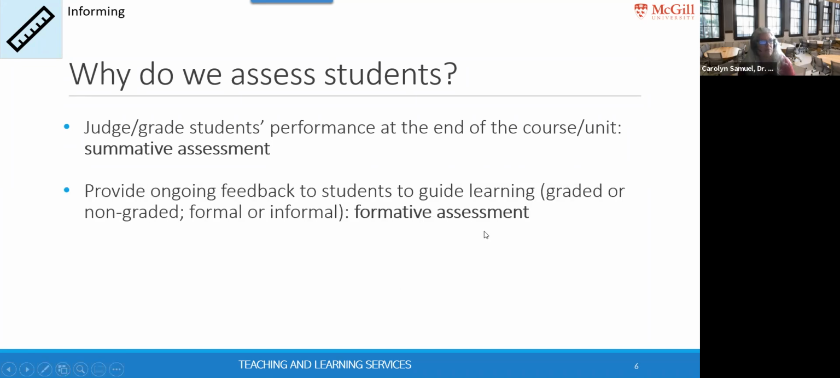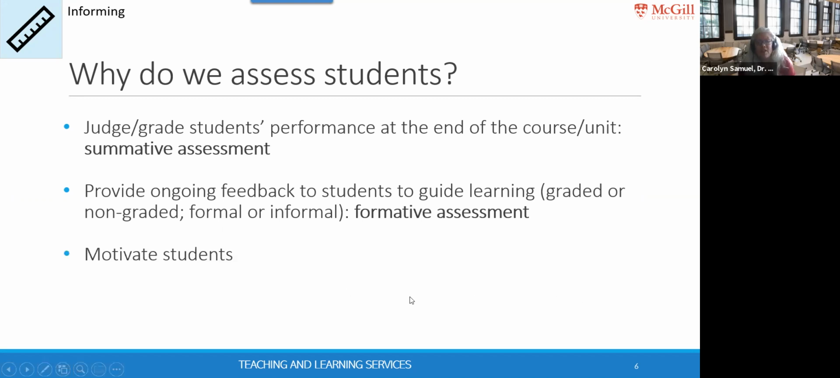Yeah, these are all good reasons for assessing students' work. And I've got them here on the slide, but these are things you have mentioned. So to provide ongoing feedback to students, to guide learning, and this could be graded or non-graded. So that's something to keep in mind. Formal or informal, and we call this formative assessment. So we had summative earlier when it's at the end of a course or a unit, but we have the ongoing feedback to students, and that's formative assessment.